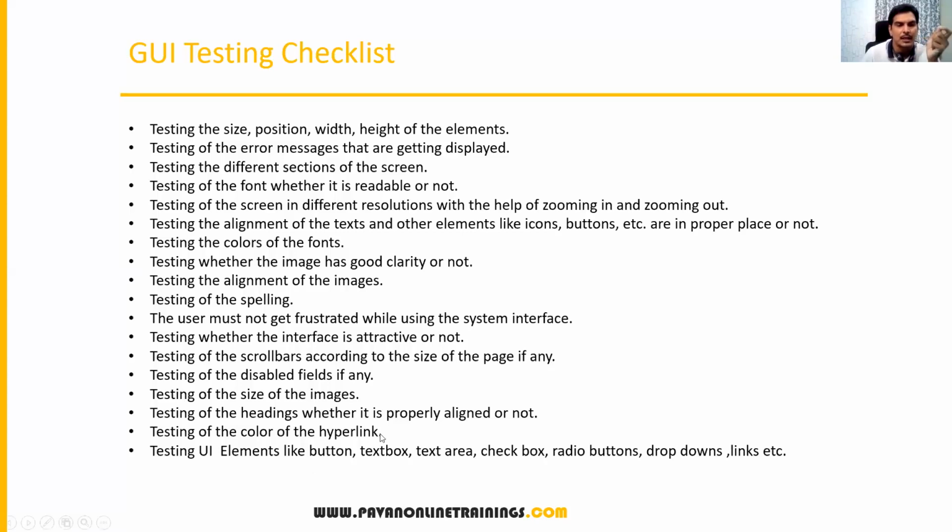Testing of the color of the hyperlink, especially we have to take care of the hyperlinks. What is a hyperlink? A link which, when I click on it, will navigate to some other page. So before clicking on the link, it should appear in one color. After clicking on the link, it turns into a different color. So I think you may observe this kind of behavior.